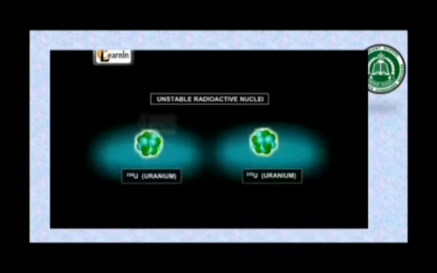Okay students, the fission of uranium-235 yields smaller nuclei, neutron and energy. The nuclear energy released by the fission of 1 kilogram of uranium-235 is equivalent to chemical energy produced by burning more than 17,000 kilograms of coal. So, uranium-235 isotope is used in nuclear reactors and atomic bombs.